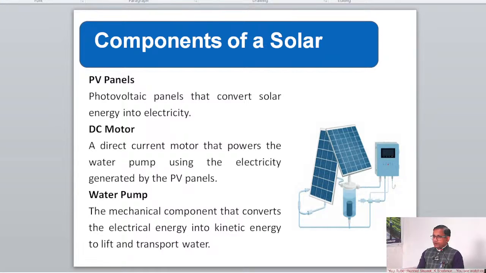Another part is the pump. The pump is the mechanical component that converts the electrical energy into kinetic energy, or in other words, pressure energy in terms of force. If you want to discuss pressure, that is force upon area. So exactly we are converting the electrical energy into pressure energy, which is finally harnessed and supplied to different applications.